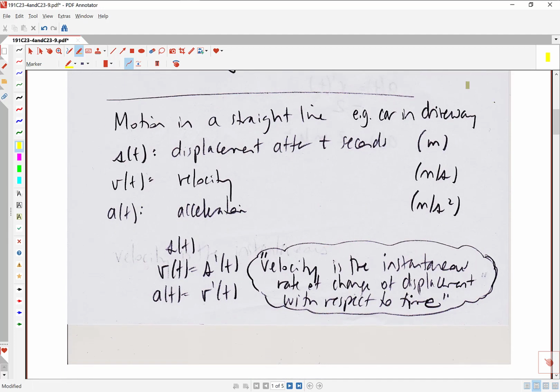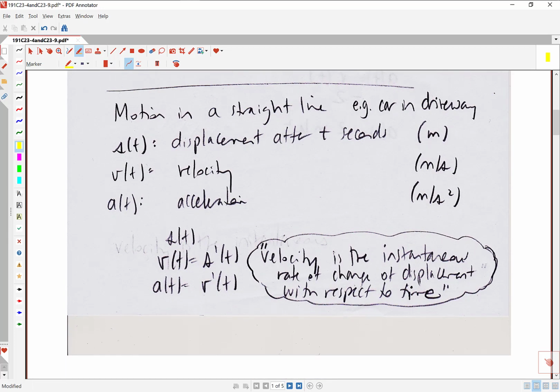So first thing we'll look at is the idea of motion in a straight line. So imagine that we've got a physical situation where an object can just move in a straight line. So a good example would be a car in a driveway. So this car can move forward and it can reverse. Three quantities that we would want to measure when it comes to this car: displacement, velocity, and acceleration.